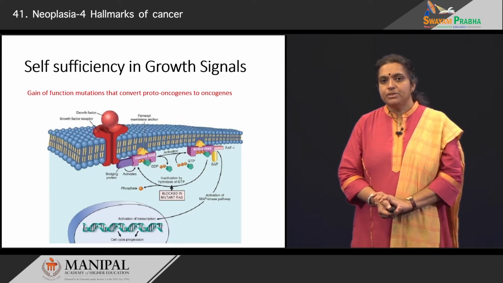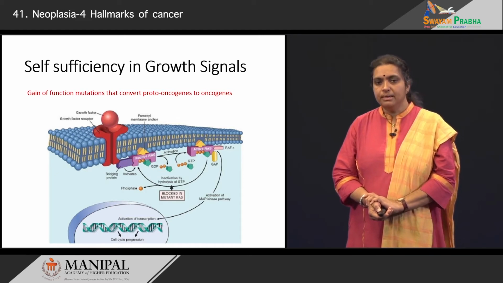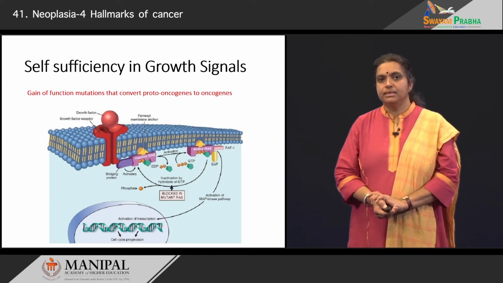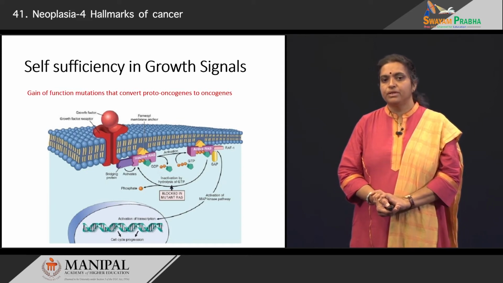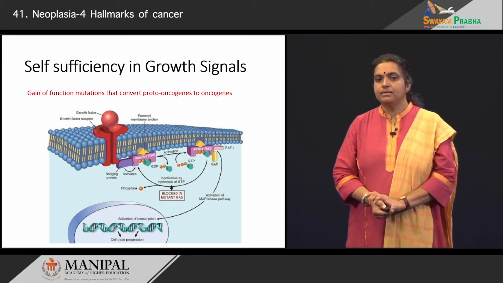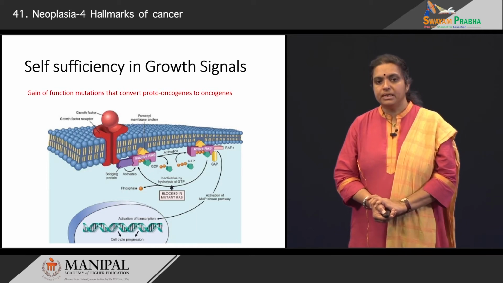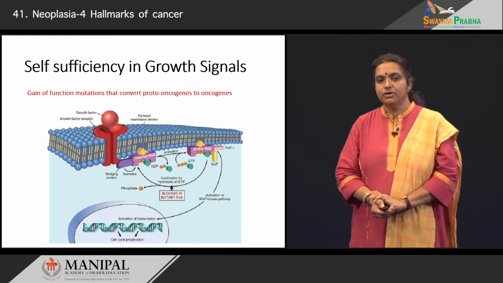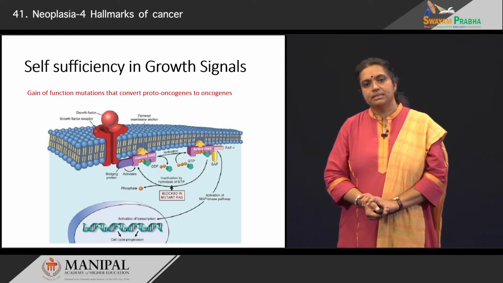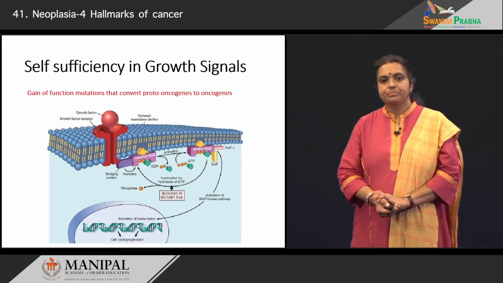Now, this happens due to a series of events that takes place within the cell. The first is that there is a growth factor that comes and attaches itself to a growth factor receptor. What you see in red spanning the plasma cell membrane is the receptor, and what is like a knob sitting on it is the growth factor. So, the first event that happens is the growth factor sits on the growth factor receptor and activates it.